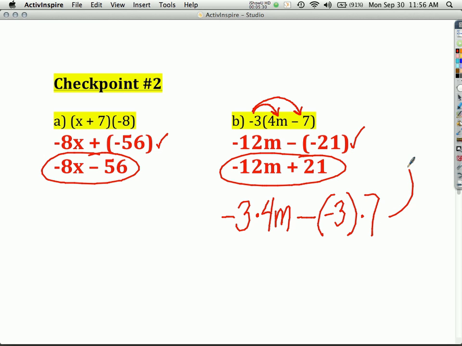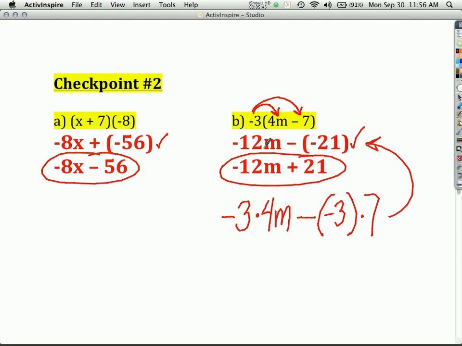From there, you get to here, and from here, you get to here. So the negative 3 was used. Now, I like the way you asked the question. What happened to the negative 3? We used it while doing the distributive property.